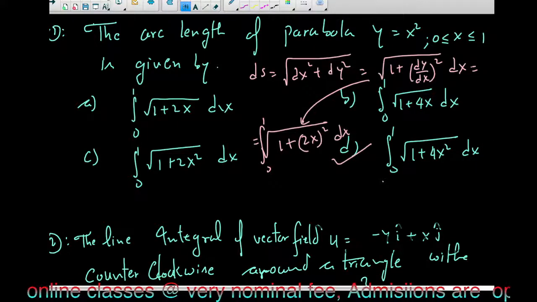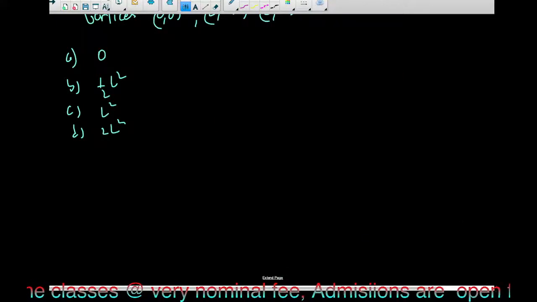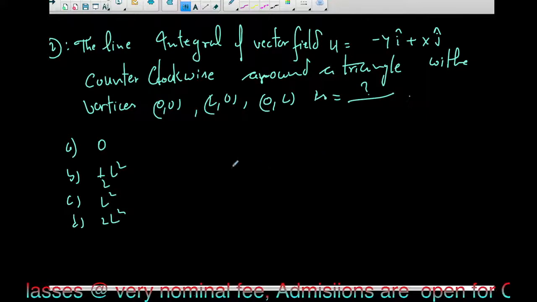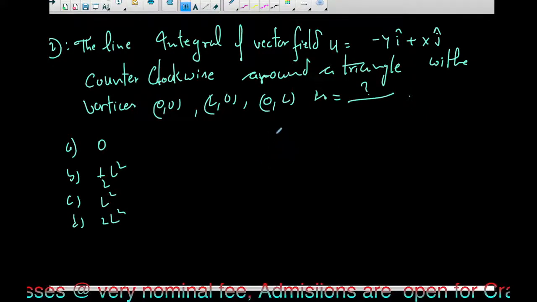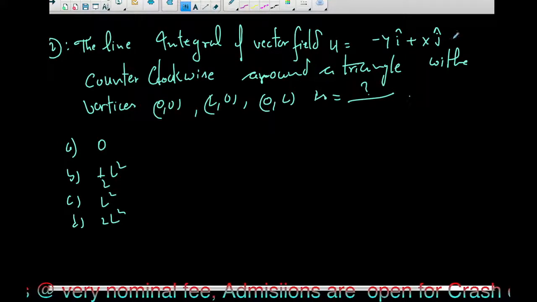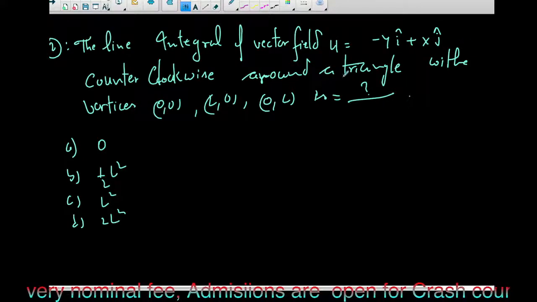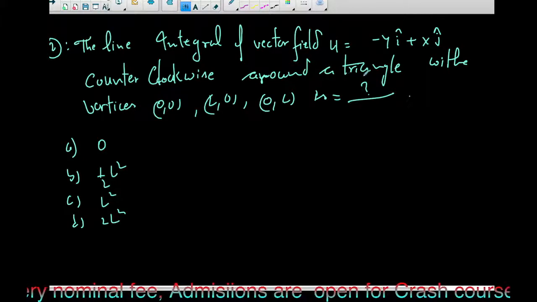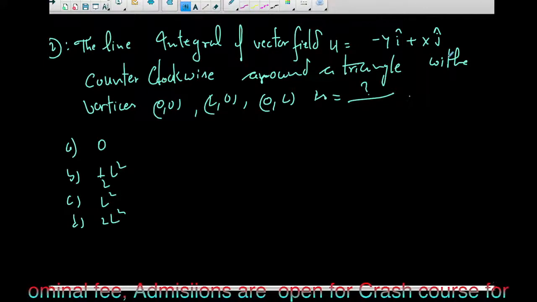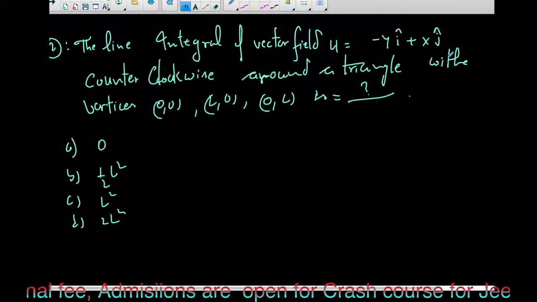Yes, correct. What about the second problem? As you see over here, it is from 0 0 to L 0. How are you trying to do this? As u vector is minus yi plus xj, counterclockwise around the right angle, around which triangle? I haven't written here. Around the right triangle. Okay. Let's see.